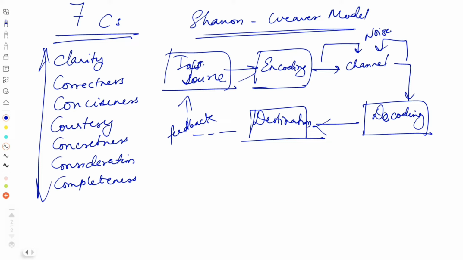Questions could come like, explain what is meta communication with an example, or what do you understand by kinesics, or what do you understand by the different types of non-verbal communication. Something like that could happen.